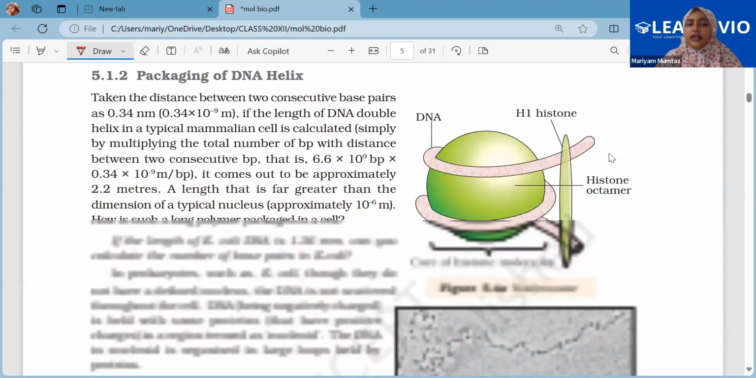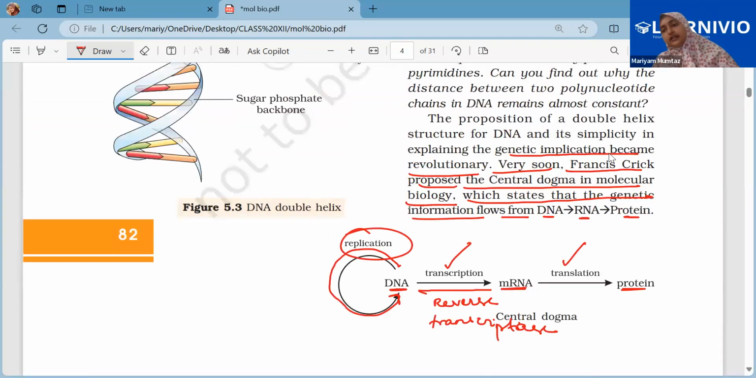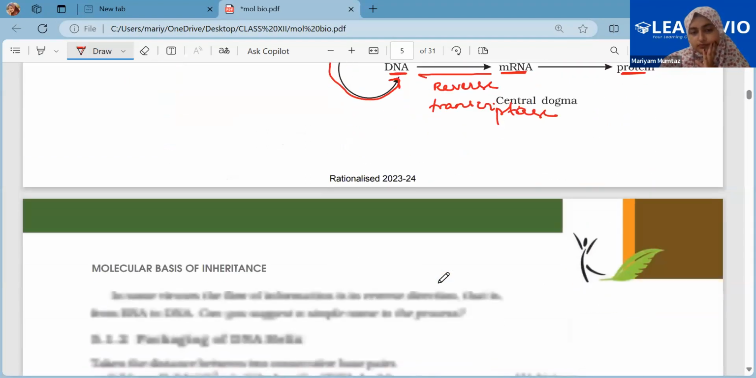Moving forward, talking about the packaging of DNA helix. Up until now, have you people understood everything? Yes, ma'am. Any doubts? No, ma'am.